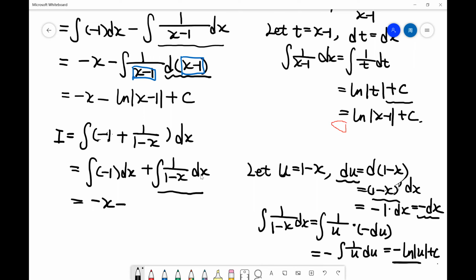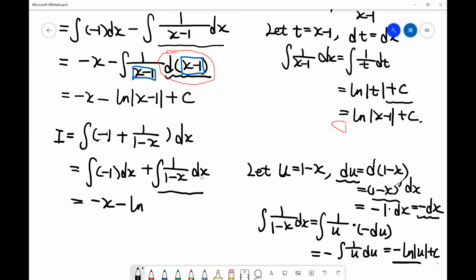Yes. Here, I use d of the bracket 1 minus x, so that I directly use ln 1 minus x plus c here. If I get 1 minus x here, so that I directly use ln 1 minus x here.